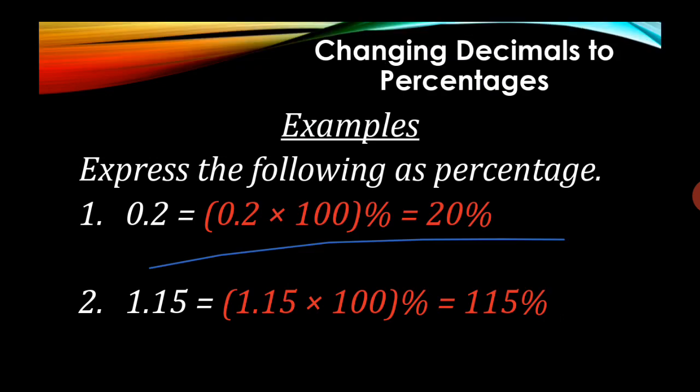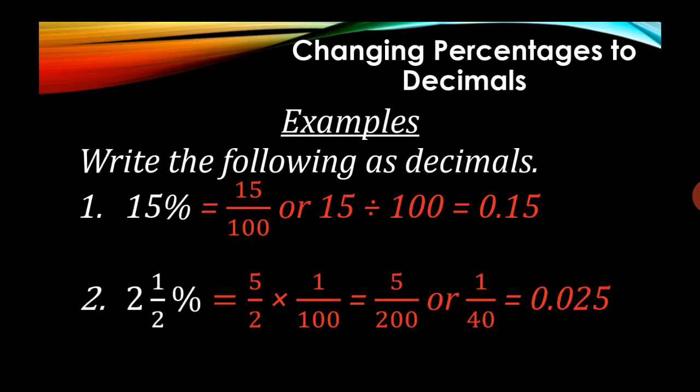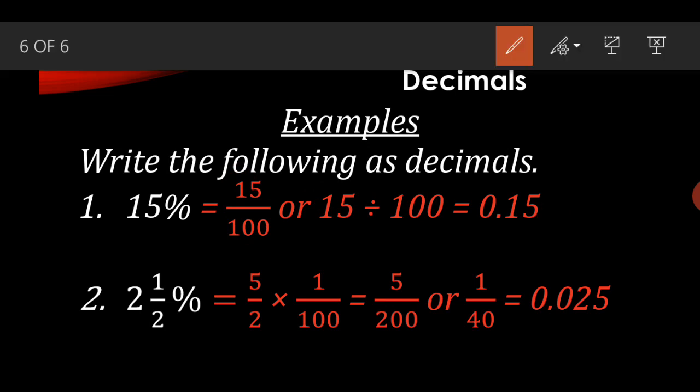The next one here says change percentages to decimal. How do we change percentages into decimal? All the percentages, how do we change them to decimal? Now look at this, 15%. How do we change 15% to decimal? Now I told you anytime you see percentage behind any number, it means that number over 100. Now look at this, 15 over 100, or it is written like this, 15 divided by 100. Now it's 0.15.